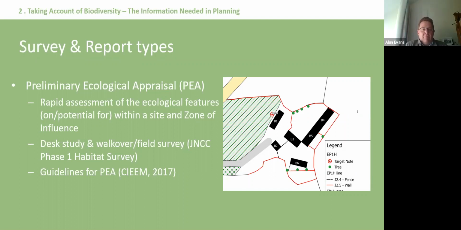And this is pretty much a rapid assessment of the ecological features on and potential for within the site and its sort of zone of influence around it. Oh, we've got the feedback already. So yeah, fairly good response in terms of how many people are aware of preliminary ecological appraisals, 84%.